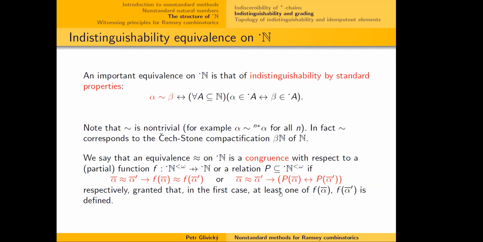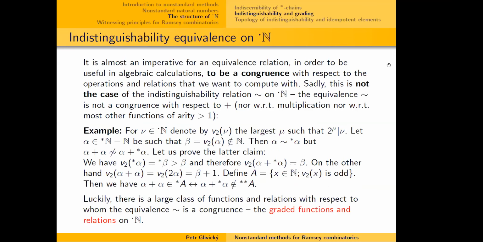Okay, so the congruence for relations, what does it mean? For equivalence to be congruent with respect to some relation P, it means exactly that whenever two tuples are equivalent, then the relation holds equivalently for both of them. For partial functions, we require that at least one of those functions actually makes sense or is defined on the tuple. Okay, so this is what congruence means, the usual thing, so I will not take more time there.